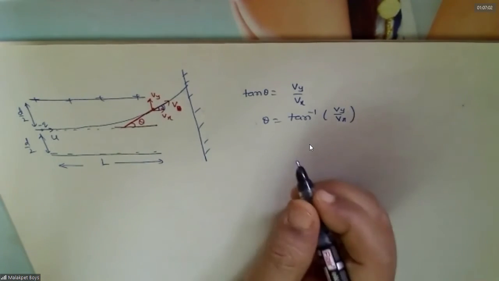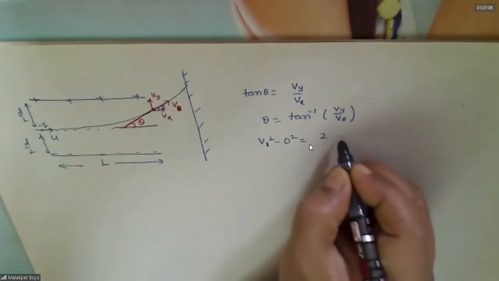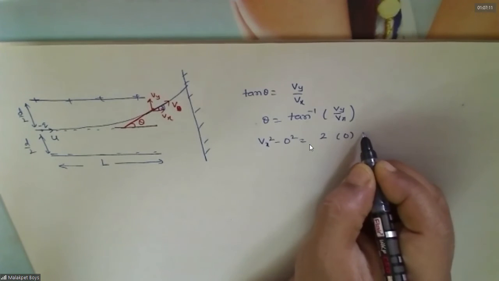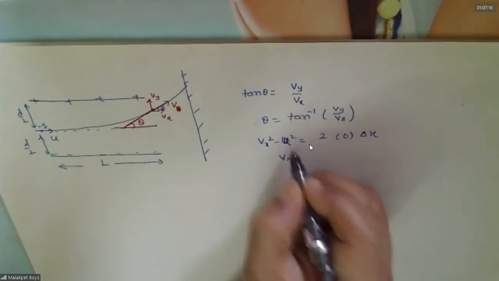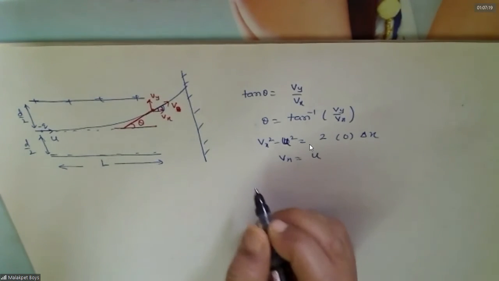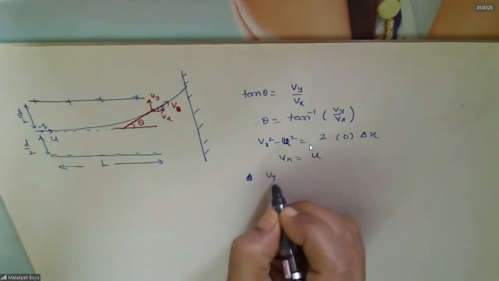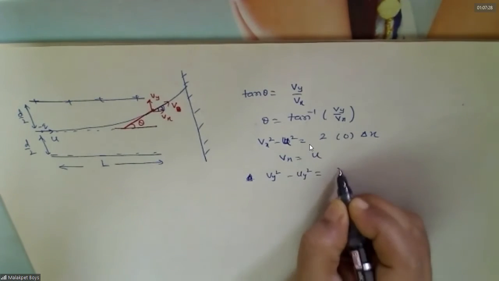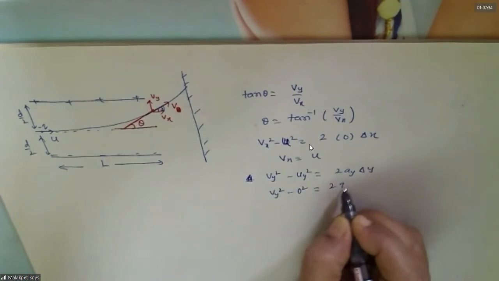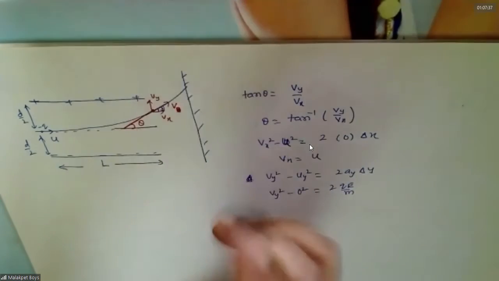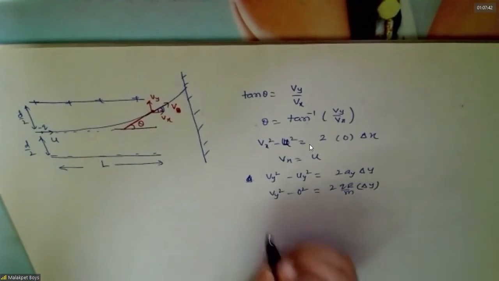Agreed? Yes, sir. You can find Vx if you want. So Vx is nothing but u, no? Do you agree with this? Yes, sir. Vy, initially there is no velocity. By the time it comes over here, you can find the displacement delta y. Okay? Yes, sir.